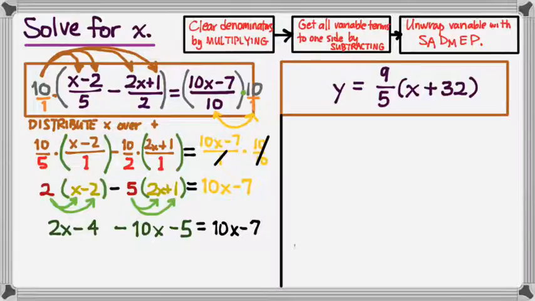I think we've made our way to the end of the real thorny part of this problem. So now if I want to get the x by itself, what should I do? What's my next step? Now that my fractions are gone.